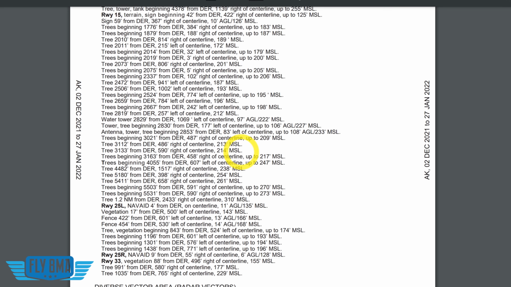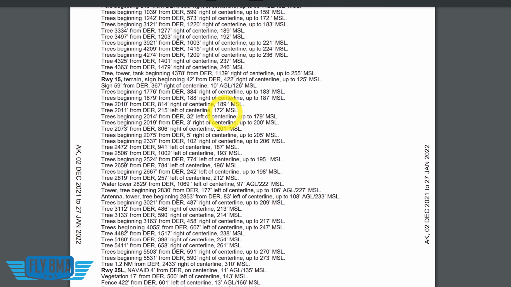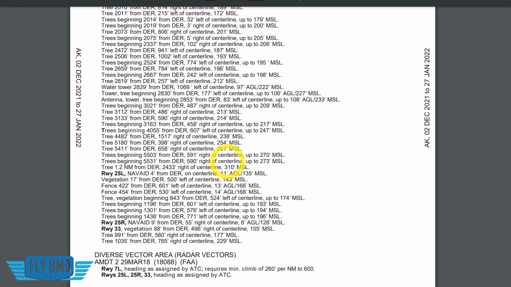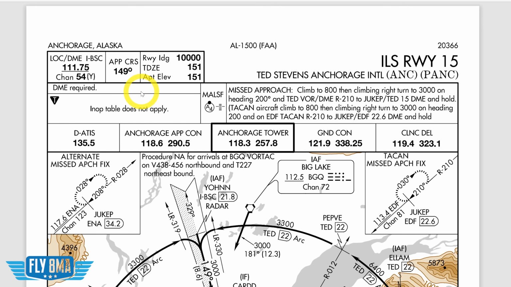Nothing too crazy as far as how tall that stuff is, but about 90, 100-foot tall trees and stuff around the airport. Luckily, 10,000 feet of runway shouldn't be too much of an issue for us. So getting back to the approach plate. The next thing we see here on this instrument approach plate is "in-op table does not apply."